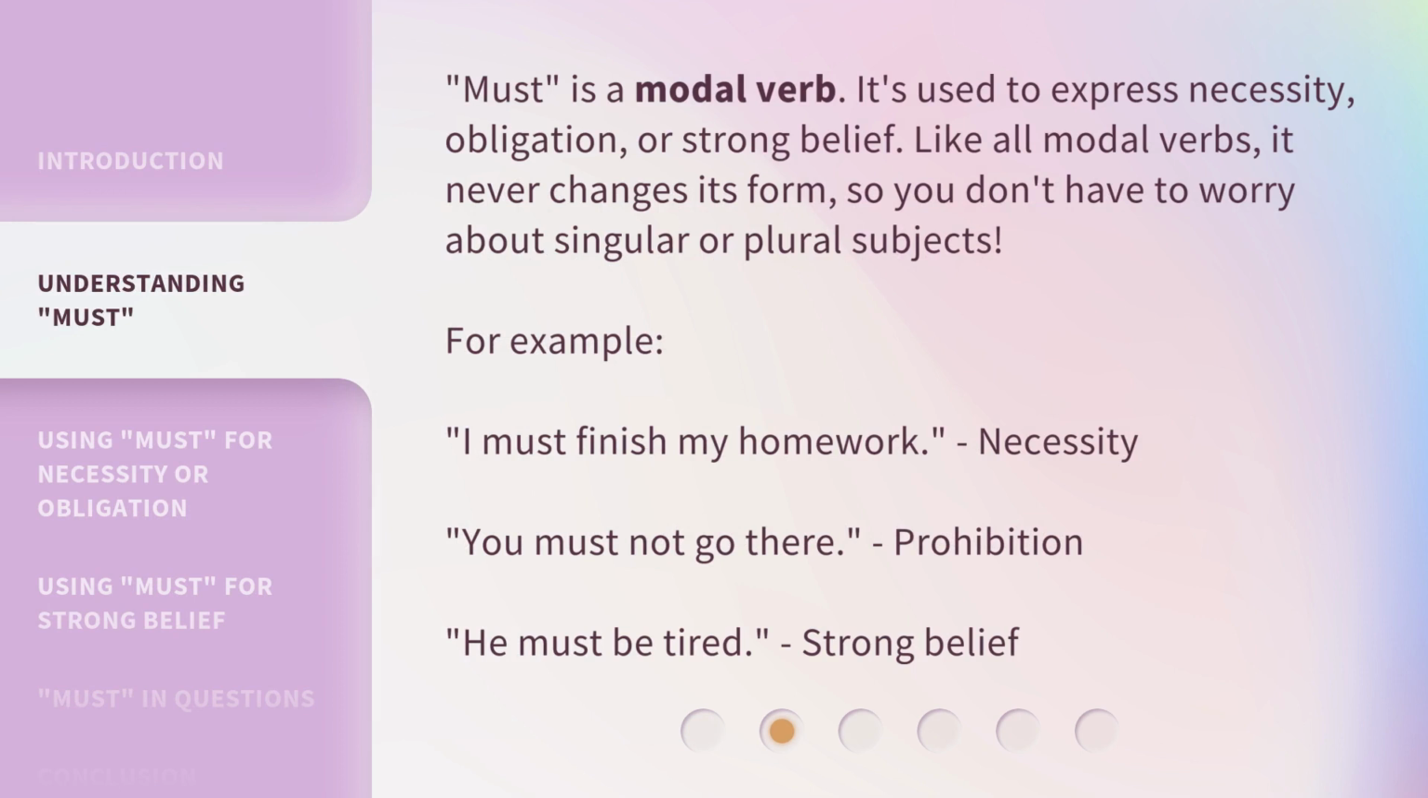Must is a modal verb. It's used to express necessity, obligation, or strong belief. Like all modal verbs, it never changes its form, so you don't have to worry about singular or plural subjects. For example, I must finish my homework. Necessity. You must not go there. Prohibition. He must be tired. Strong belief.